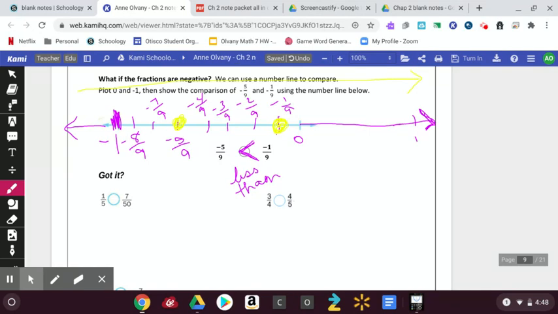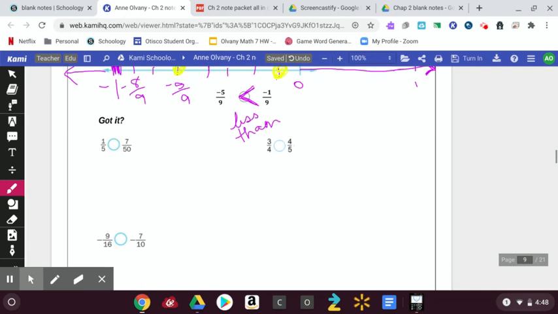I'd like you to try the next 3 examples. Pause this and do it now, then start it back up for the answers.